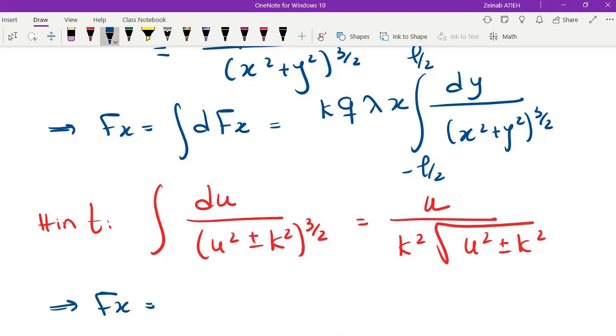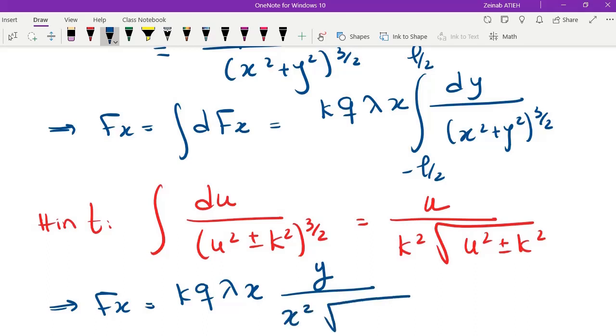Always please remember, in physics the integrals always have boundaries. There is no integral without boundaries. I have to say from where to where the integral goes. So it's k q lambda x. Now I substitute in place of the integral: the variable y over the constant squared, where the constant is x squared, radical, I leave it as it is, x squared plus y squared, as you can see. So it's x squared plus y squared.